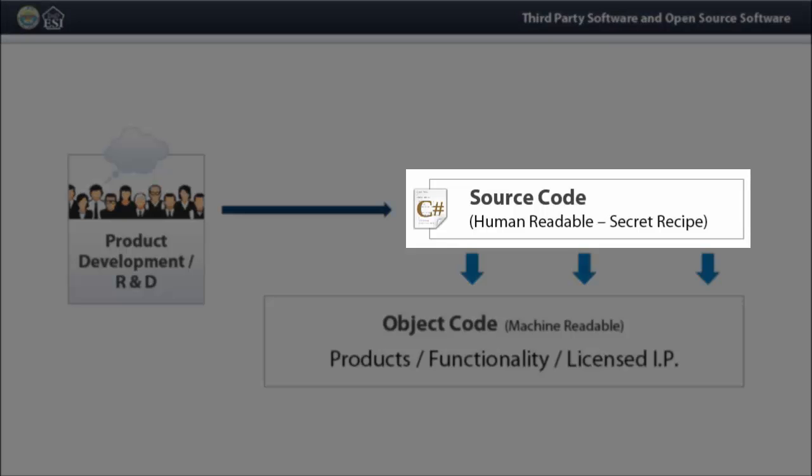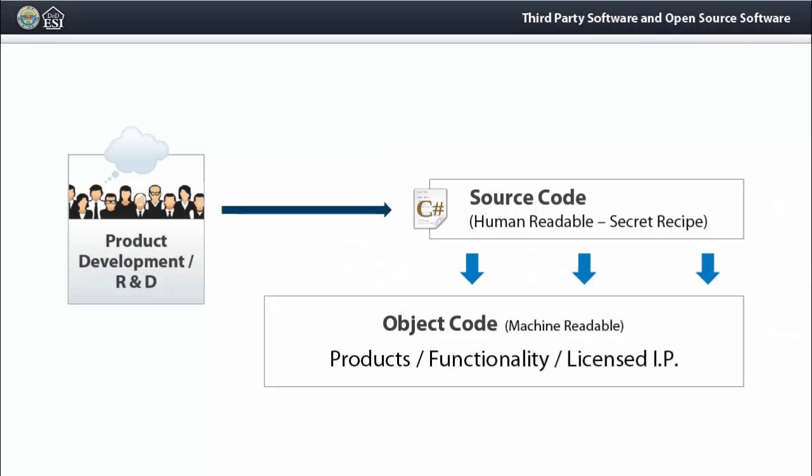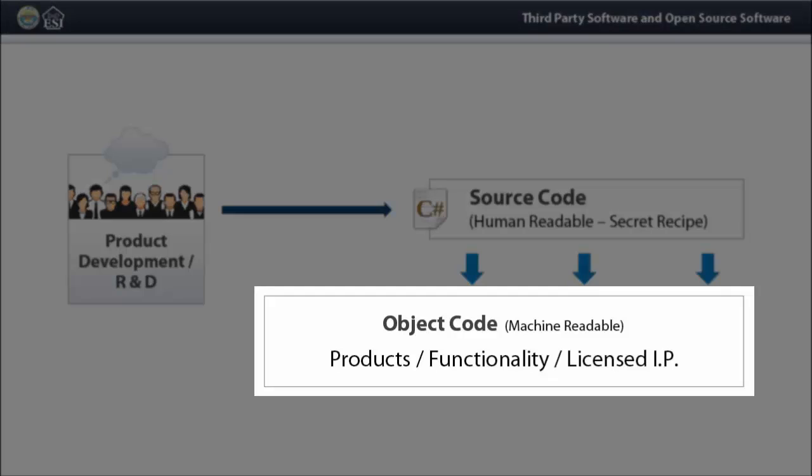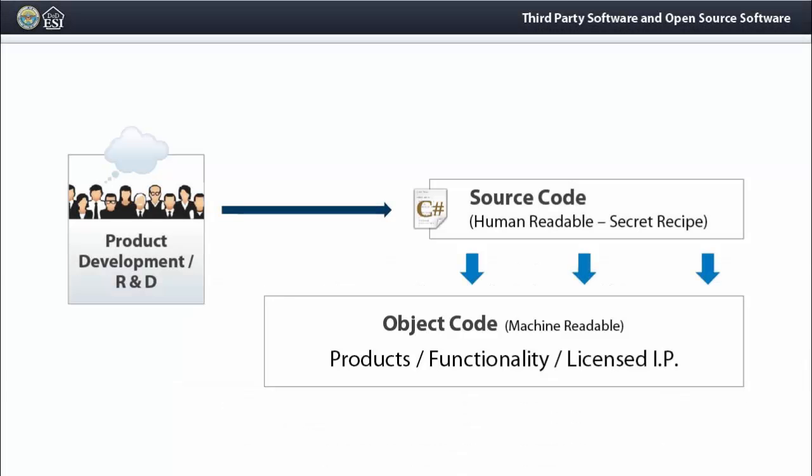Software is initially written in a human-readable form called source code. In proprietary software models, the source code is converted to object code, which is a series of computer instructions that are not human-readable. They are only machine-readable. Licensees receive only the object code version of the software they licensed. This prevents unauthorized copying of the IP.